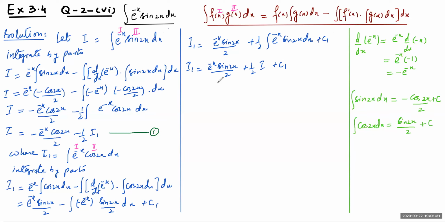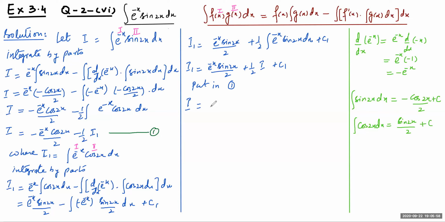Now you can see we don't have any more integrations to do. So this was the last integration which we performed. That is why we introduced a constant here. Okay, now what are we going to do now? We are going to put it in result number 1. We have evaluated I1 and we are going to put I1 in result number 1. Let's see what is result number 1.